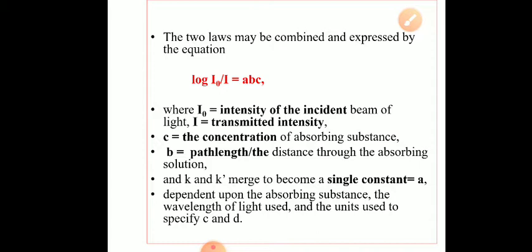What is I0? The intensity of incident light. I is the intensity of transmitted light. C is the concentration of absorbing material. b is the thickness of absorbing material or path length. And K and K dash are absorptivity constants; they become a single constant a. So a is the absorptivity constant. Now this is dependent upon the absorbing substance, the wavelength of light used and the unit used to specify c and b. So the amount of light absorbed will depend upon the wavelength of light exposed and so on.